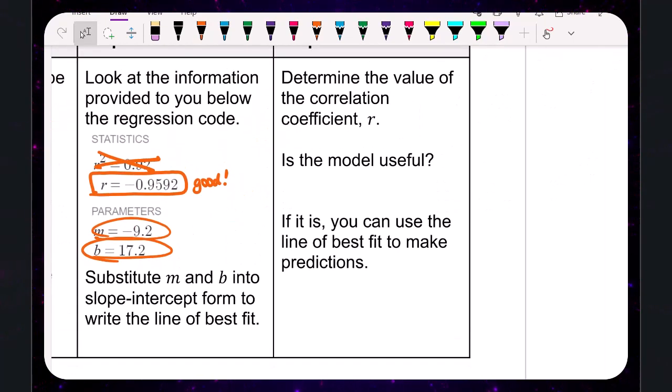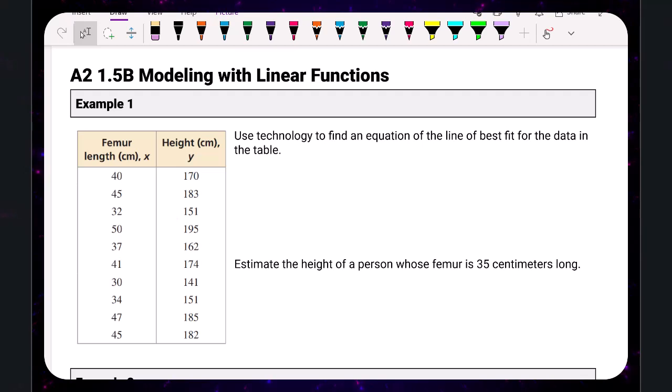If it is a good fit, and this one happens to be a good fit, you can say yes or no. Is the model useful? Yes, it is. And if it is, use the line of best fit to make predictions. All right, let's go ahead and get into it. Example 1 says use technology to find an equation of the line of best fit for the data in the table.